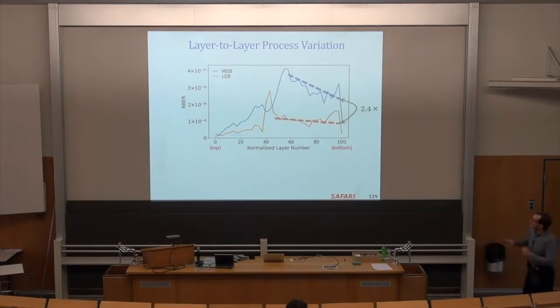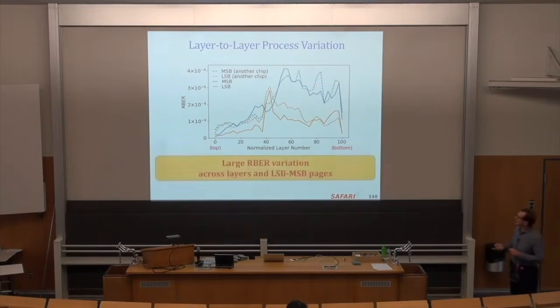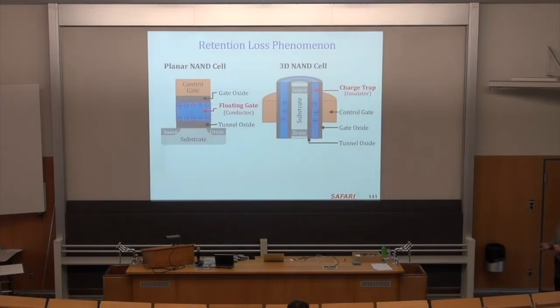Okay, and MSB and LSB has a difference also, but you can read the paper for that. And that's the maximum raw bit error rate happens in these layers in the middle. And other chips see similar trends. Okay. So there's a retention loss phenomenon also.